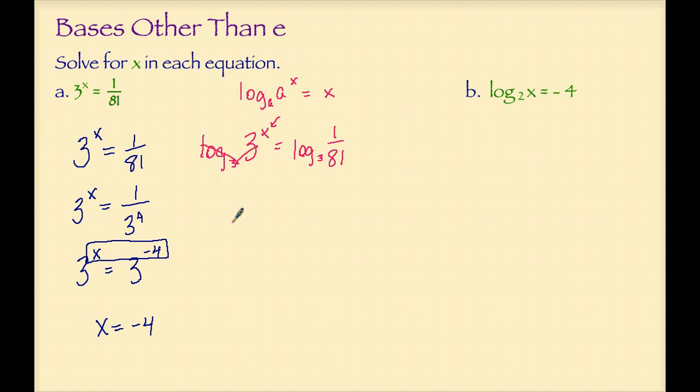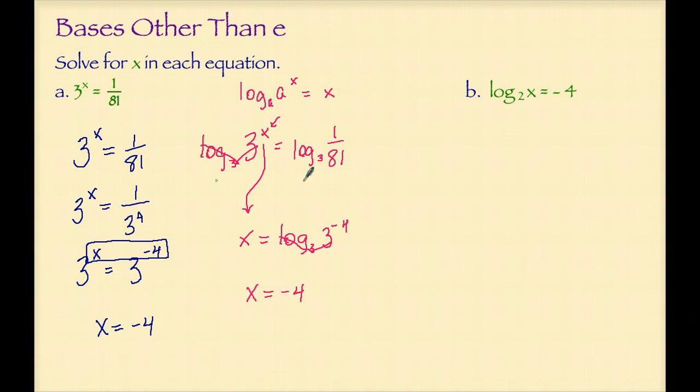Since these are inverse functions, they cancel each other out, and x drops out of that exponential position. Now I have log base 3 of 1 over 81, but I am going to write 81 with a base of 3: 3 to the negative 4. Once again, these are inverse functions of each other, which means x is equal to negative 4.